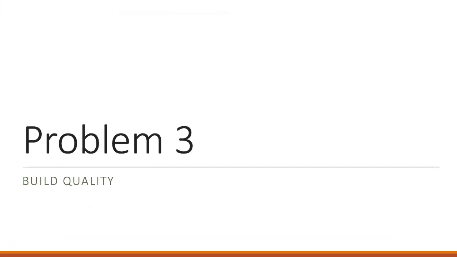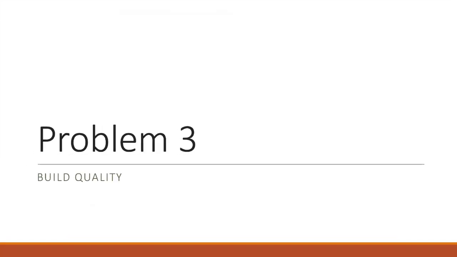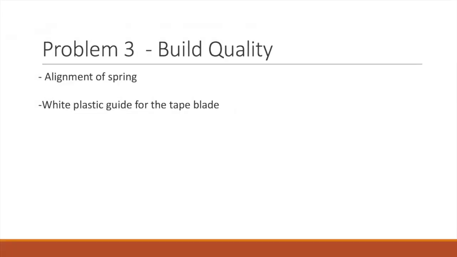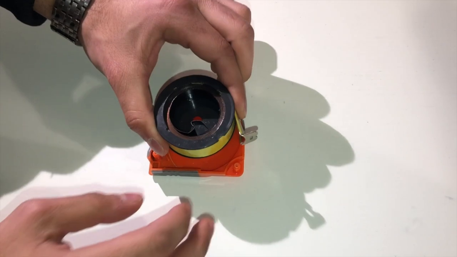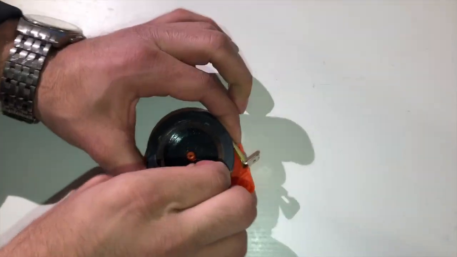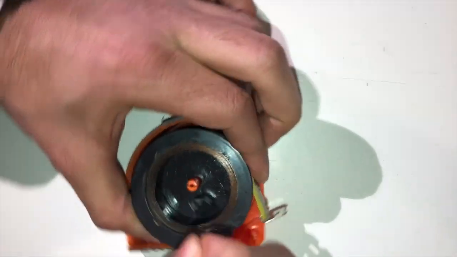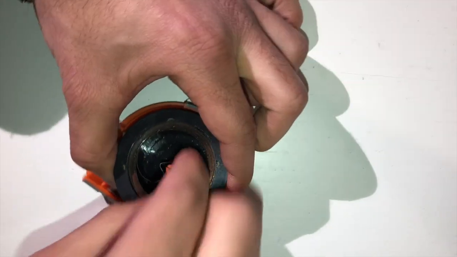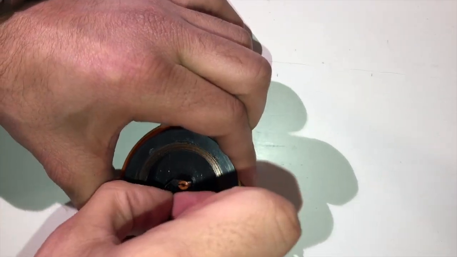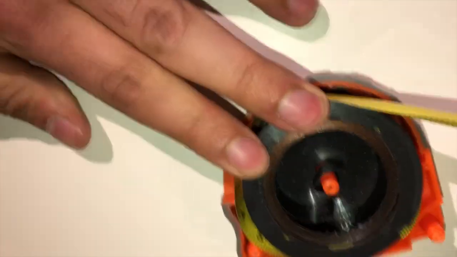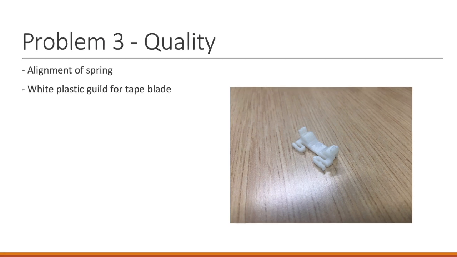The third problem we addressed was the overall build quality of some of the parts. The first issue we encountered was aligning the spring with the winding stem. This issue was prevalent especially when trying to do so in a fast-paced environment. Most times, the spring would be in a position where it is hard for the worker to grab and position it properly. Also, the white plastic blade guide was difficult to position into the base of the tape measure.